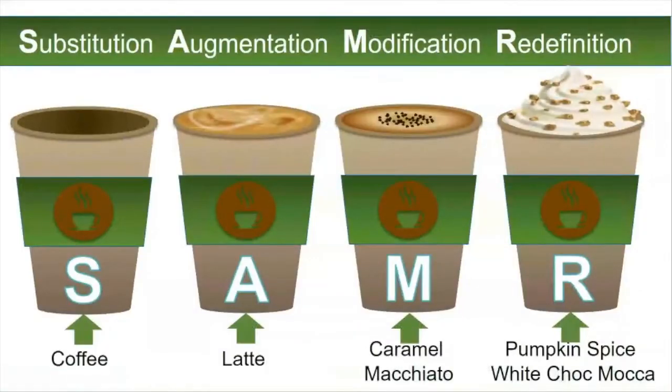If you go into a coffee shop, then you'll also see the SAMR model there. And this is quite a nice slide to see it in practice. So substitution, you go into your coffee shop and you just ask for a coffee. Probably doesn't taste any better than what you have at home. However, if you ask for a latte, then they've augmented that coffee with some frothy milk. However, they could modify that coffee by creating a caramel macchiato. And right up at redefinition level, we have the pumpkin spice white chocolate mocha, which is miles apart from the regular coffee on the left-hand side.